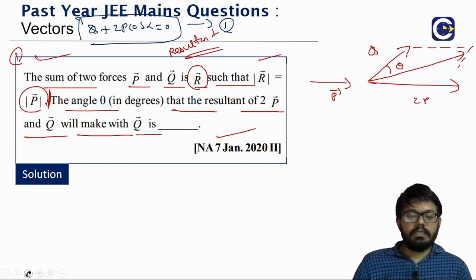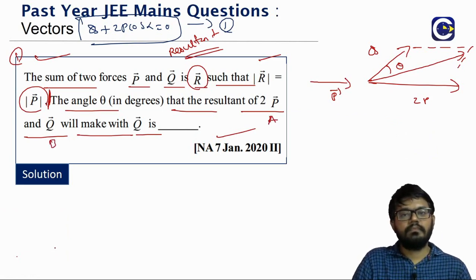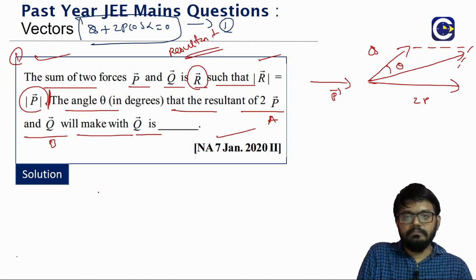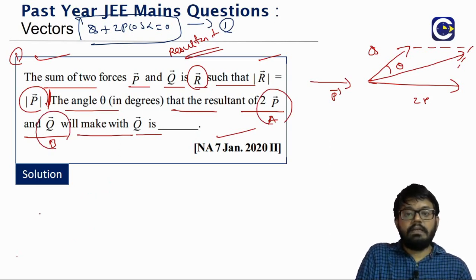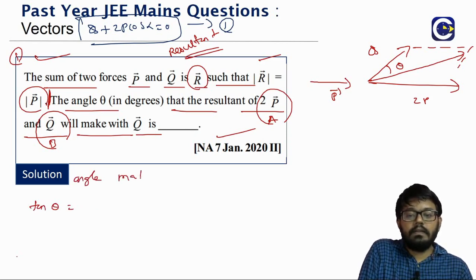So what is it? Resultant of 2P and Q. If you want to call them vector A and vector B, the angle theta made by the resultant of A and B with vector B is given by the formula tan theta equal to the angle made by a resultant with B vector.